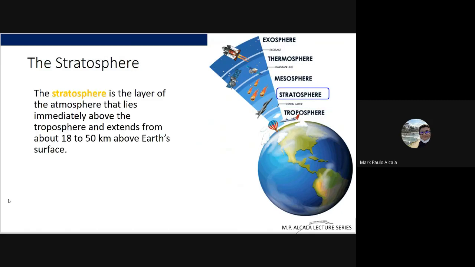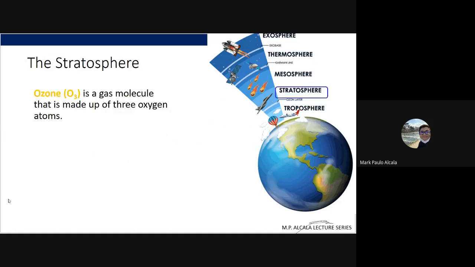Now, the stratosphere, the layer of the atmosphere that lies immediately above the troposphere and extends 18 to 50 kilometers above the Earth's surface. The temperature rises as altitude increases because ozone in the stratosphere absorbs the UV rays and warms the air. Now, ozone is a gas molecule that is made up of three oxygen atoms. So it is also considered a part of your stratosphere, the ozone layer.